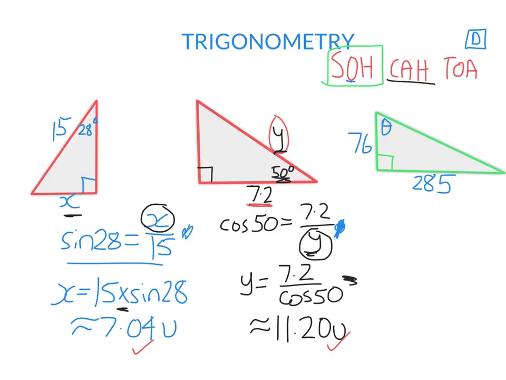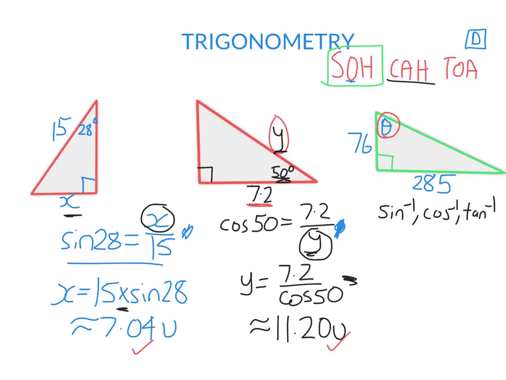This one's a lot simpler. Now, when you're finding angles, you don't use sine, cos, or tan. You use sine inverse, cos inverse, or tan inverse. So usually you need to press shift and then the sine button or the tan button or whatever. So in this situation, I want to find an unknown angle, which I've called theta.